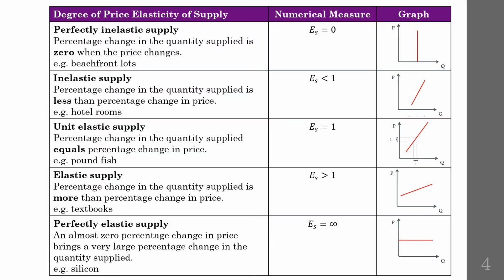Based on the numerical measure, price elasticity of supply can be classified into 5 levels. These are perfectly inelastic supply, inelastic supply, unitary elastic supply, elastic supply, and perfectly elastic supply.